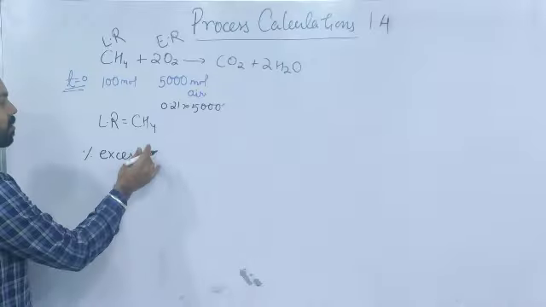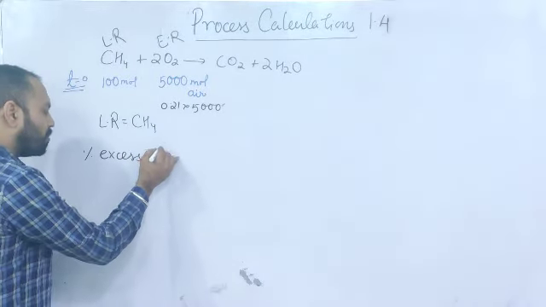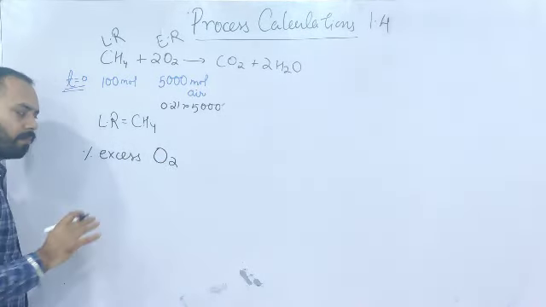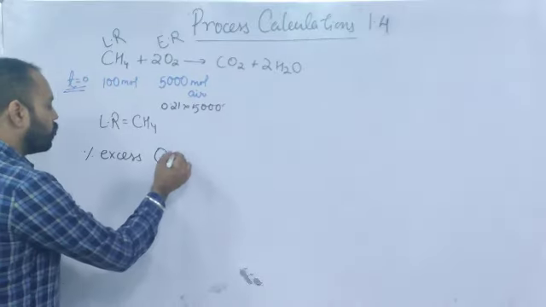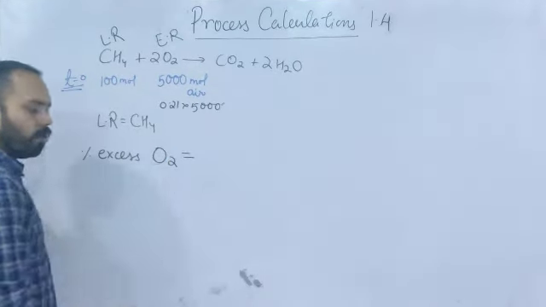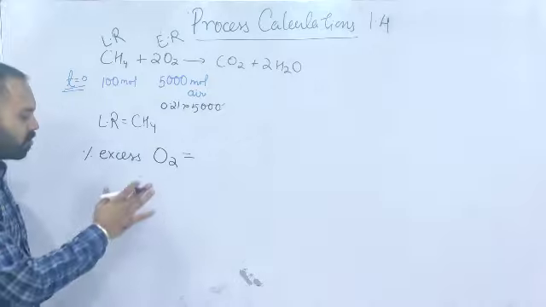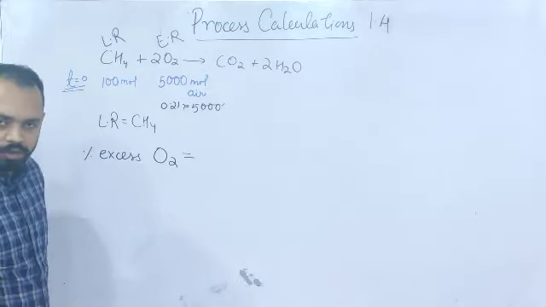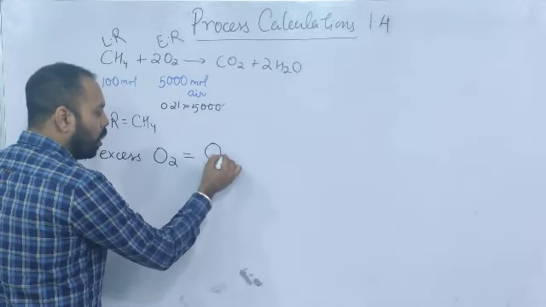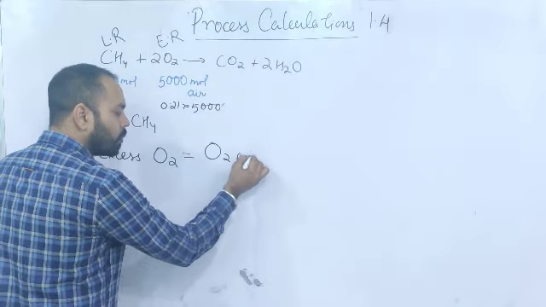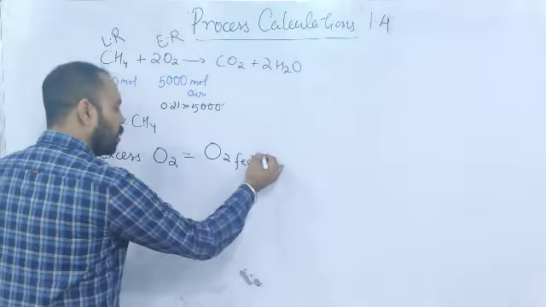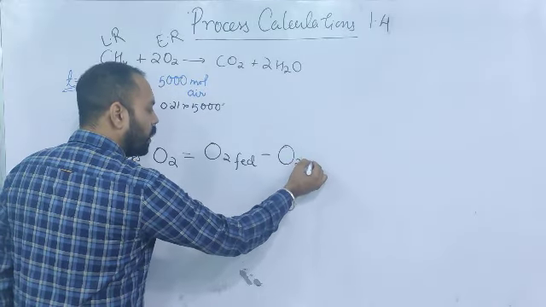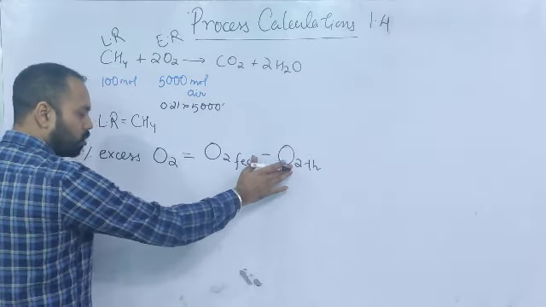Okay, so percent excess for which reactant am I going to find here? Percent excess of oxygen, right? So percent excess of oxygen will be equal to, I am giving you the formula in terms of oxygen only. I am not writing the general formula or the derivations. So percent excess oxygen is equal to how much oxygen you are feeding minus how much oxygen is required theoretically. I'll come to this point.